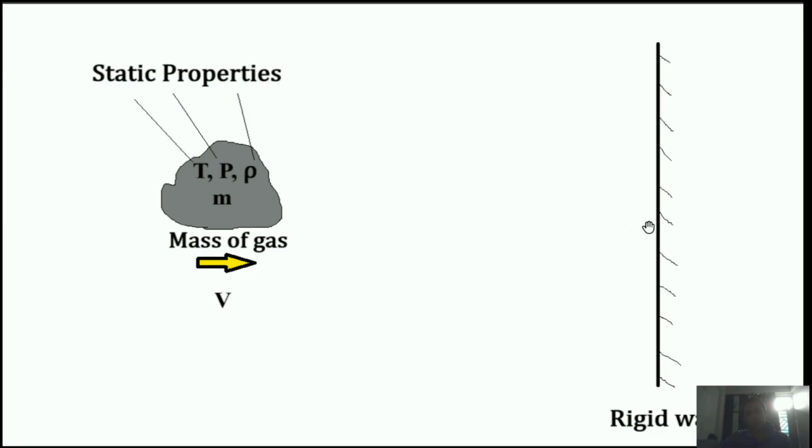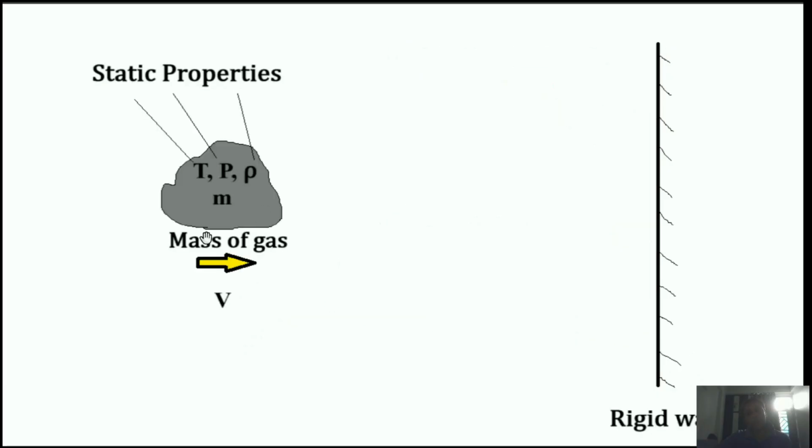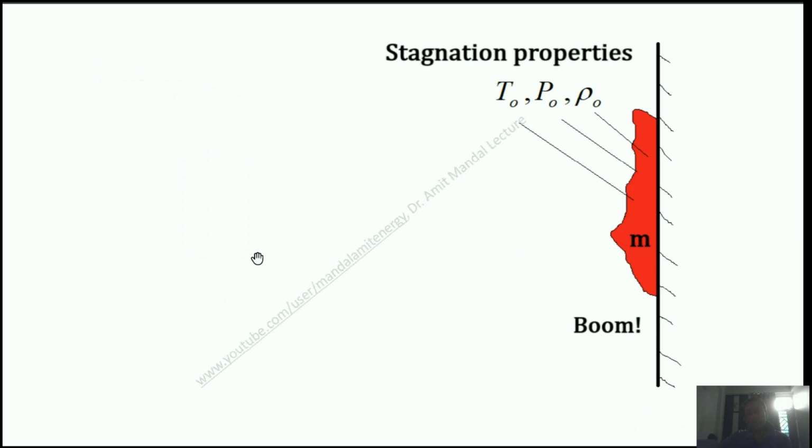Now suppose it goes and strikes this rigid wall like this and stops. So what will happen? Earlier it had kinetic energy half m v square. Finally, when it strikes this wall, the whole kinetic energy will convert into heat energy and the mass of gas will completely stop. So when this moving gas is completely stopped, the kinetic energy will change into heat energy. At that time, whatever the temperature, pressure and density will be, those are called stagnation properties.